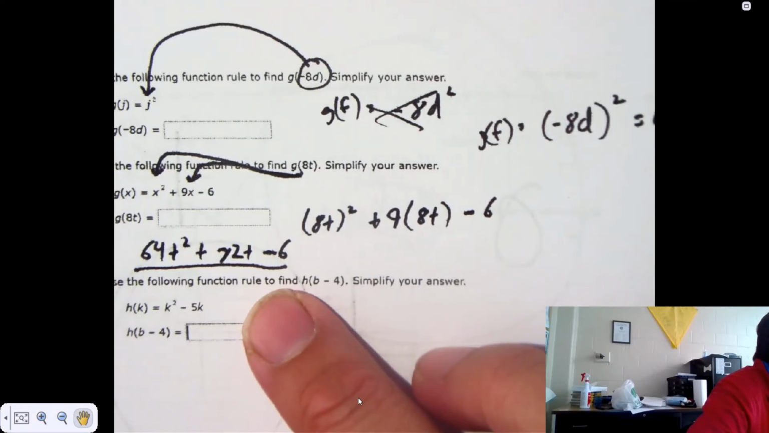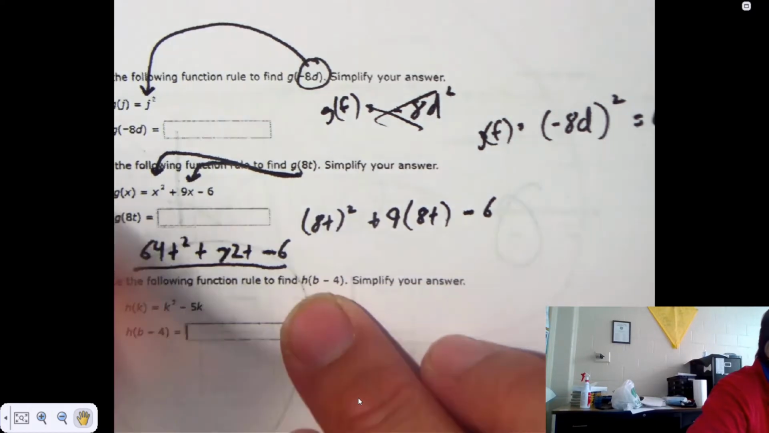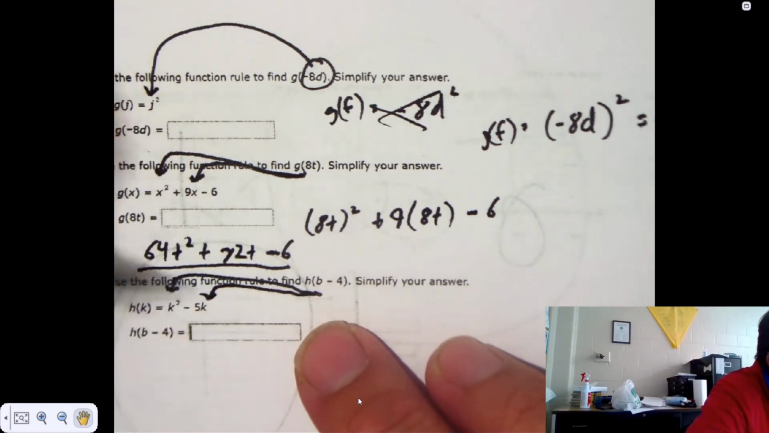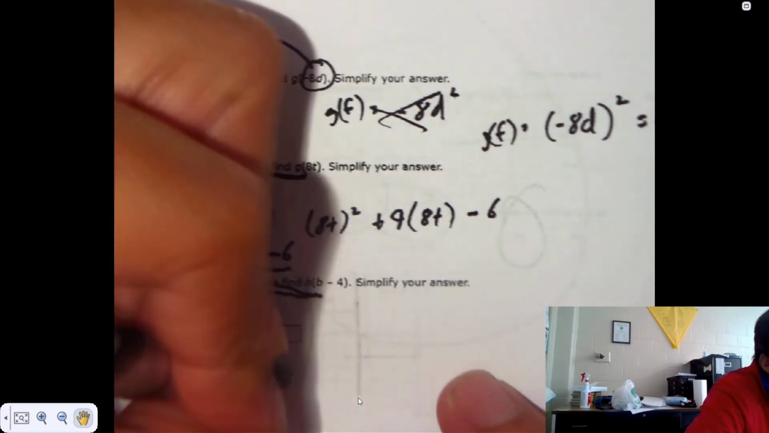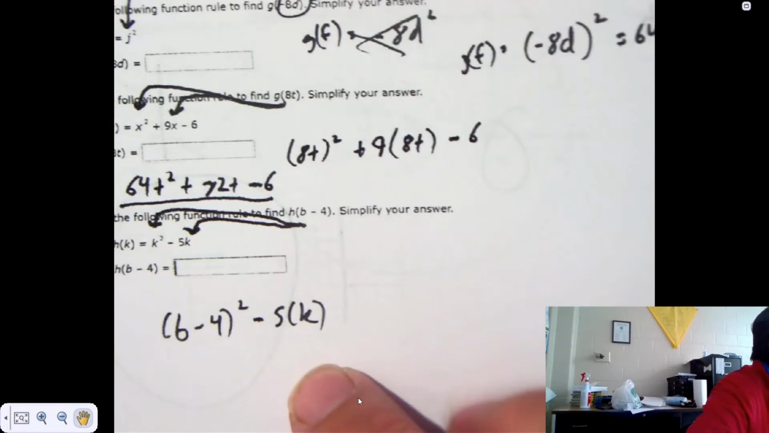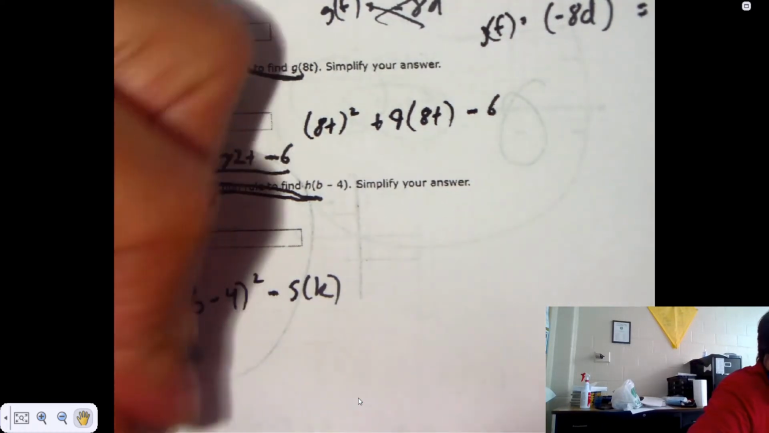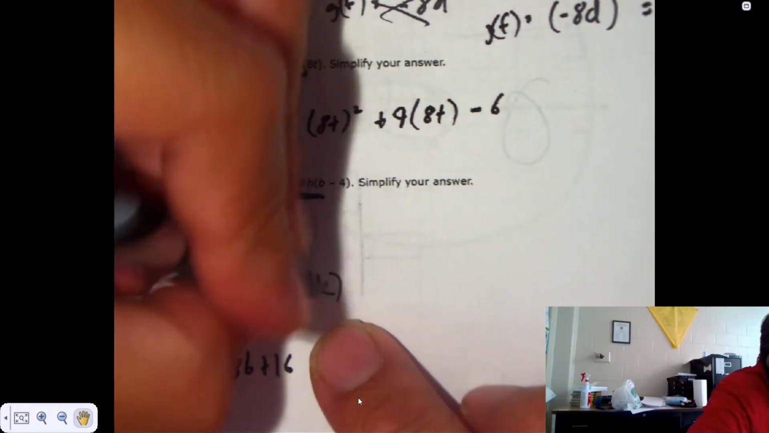And here's about as hard as it gets. I actually think this problem showed up at a 96. But there's a reason that it's up there, because kids will undoubtedly mess this up. We've got a b minus a 4 squared minus a 5k. What is b minus 4 squared? That's exactly what it is. Oh, I don't know why I wrote that k down there. Sorry.